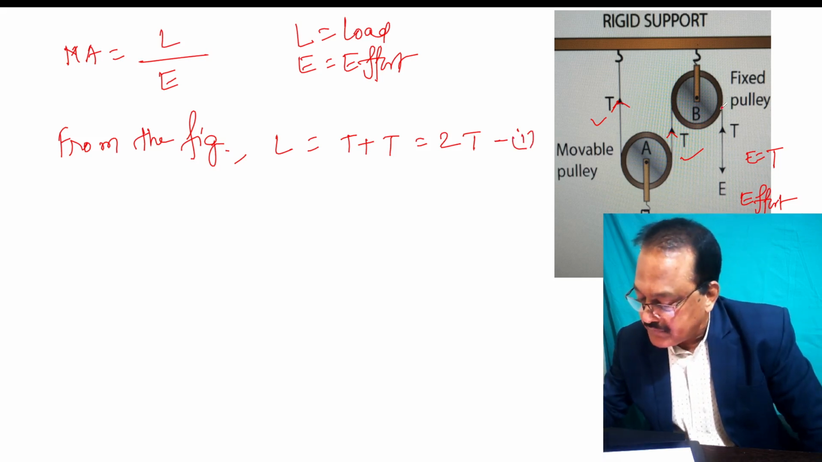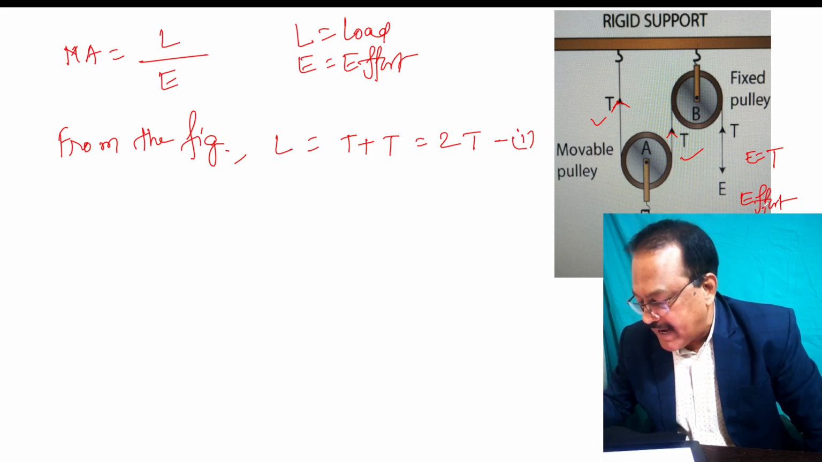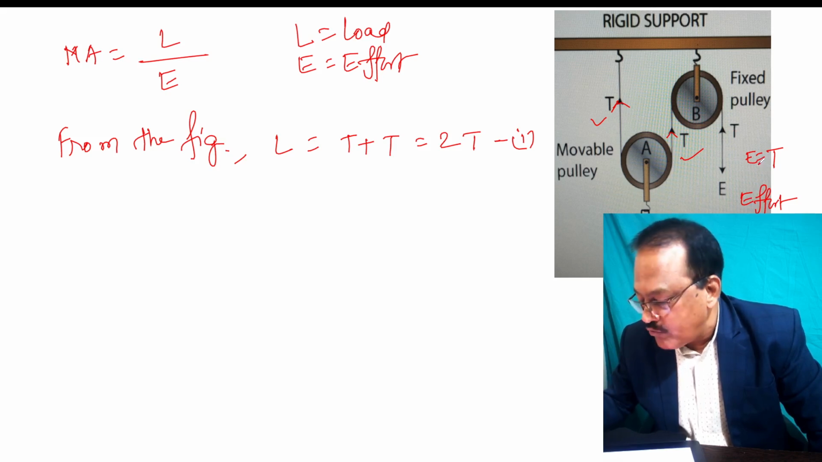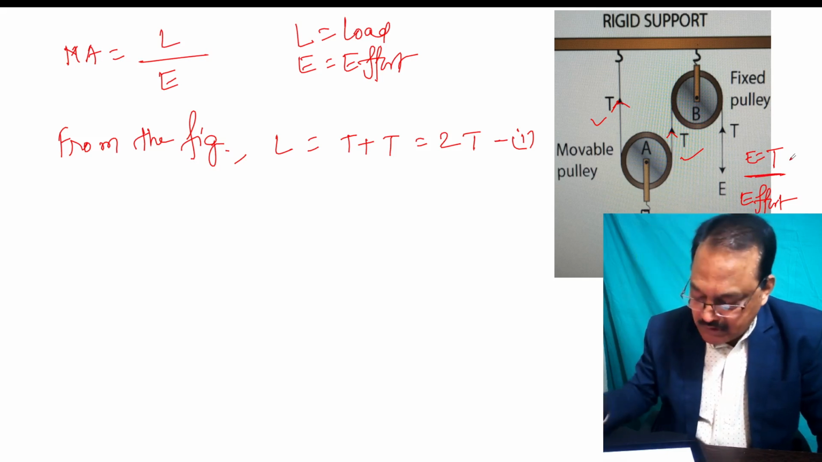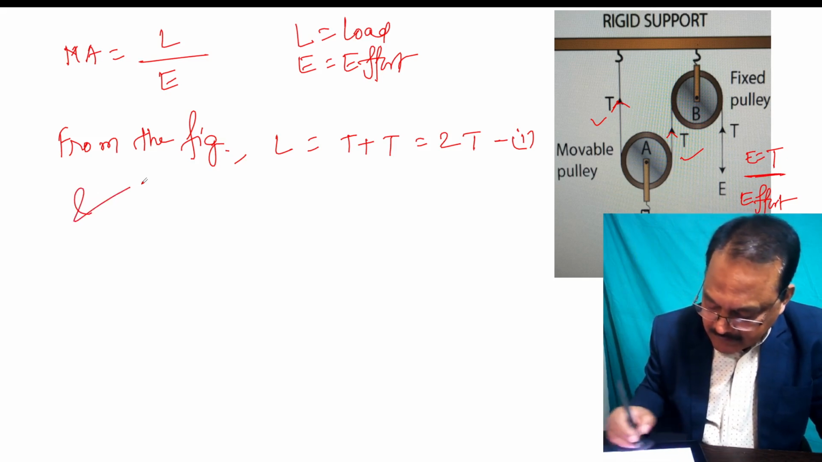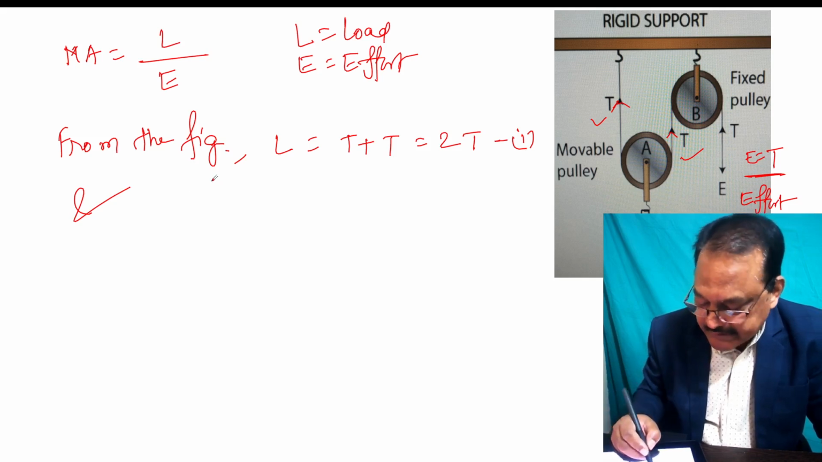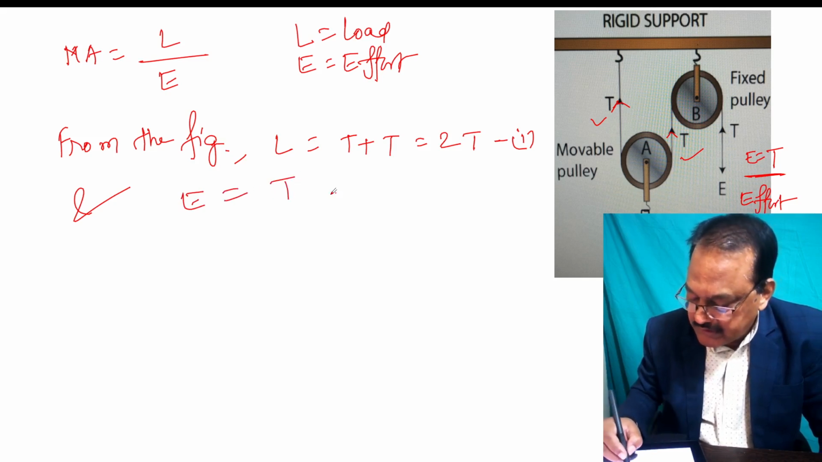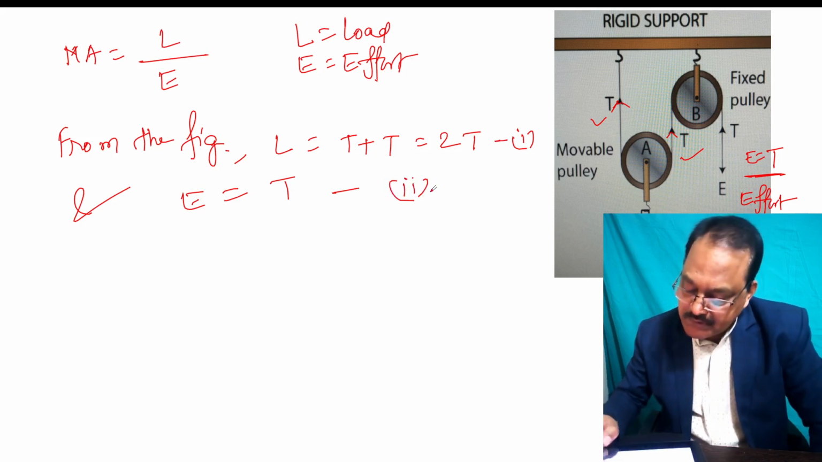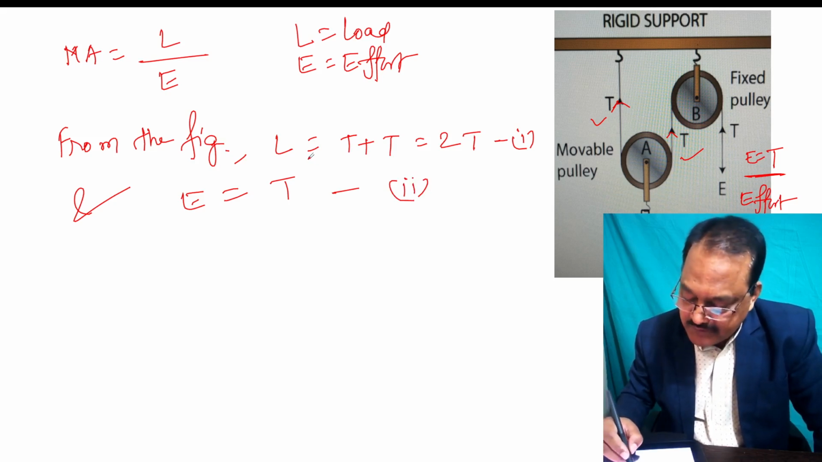Here, where this effort is applied, the effort is equal and opposite to this tension T. We have already written it is equal to T. Okay, so from this figure we can write here E is equal to T. Okay, this is equation number 2. We can write here. Now, from this equation number 1, the value of L is available.